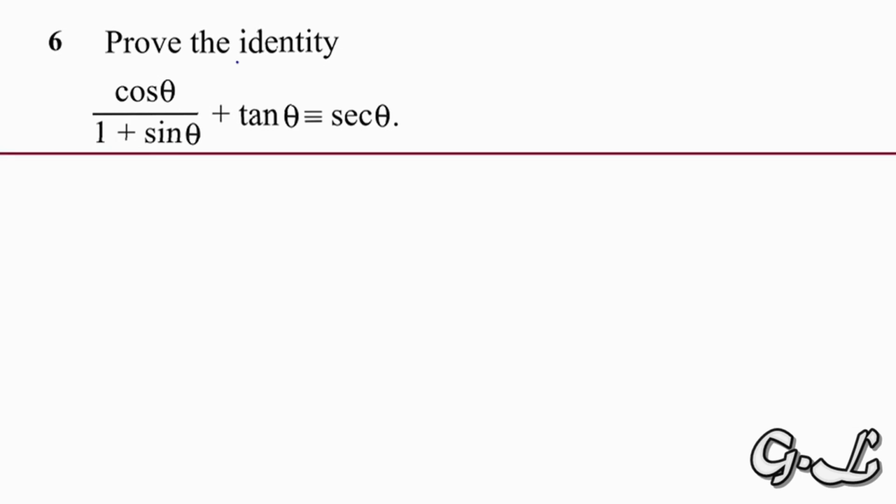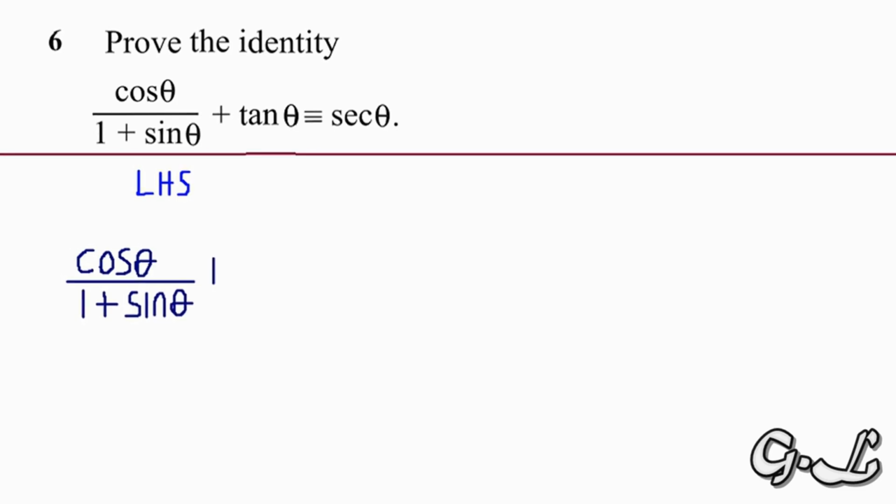So now the question states that prove the identity. If you are proving identities, you have to select a side which is going to be easier for you. In our case, we're going to select the left hand side. We're going to prove that the left hand side is equivalent to sec theta. So we have cos theta over 1 plus sin theta.